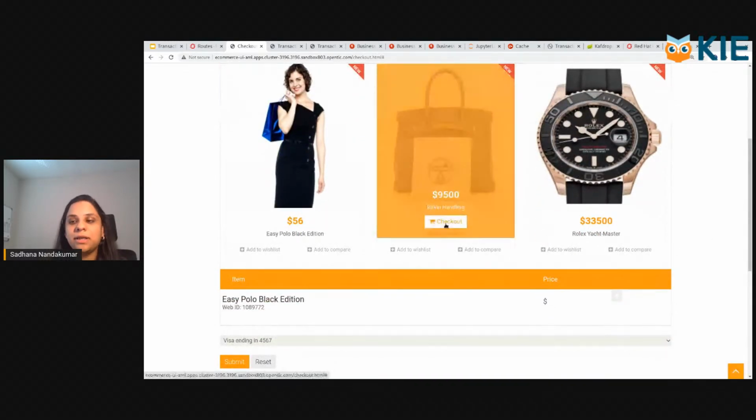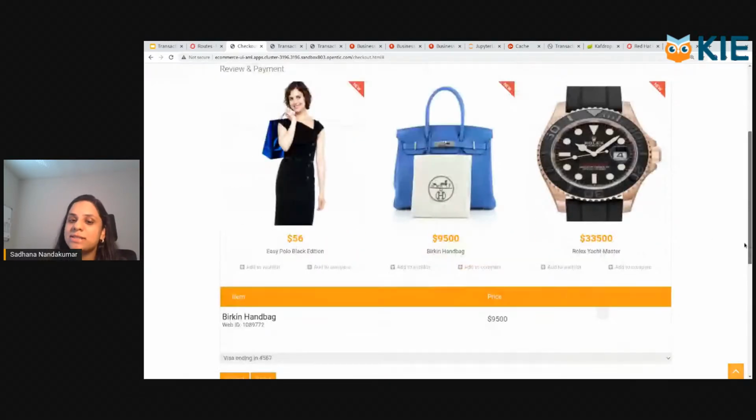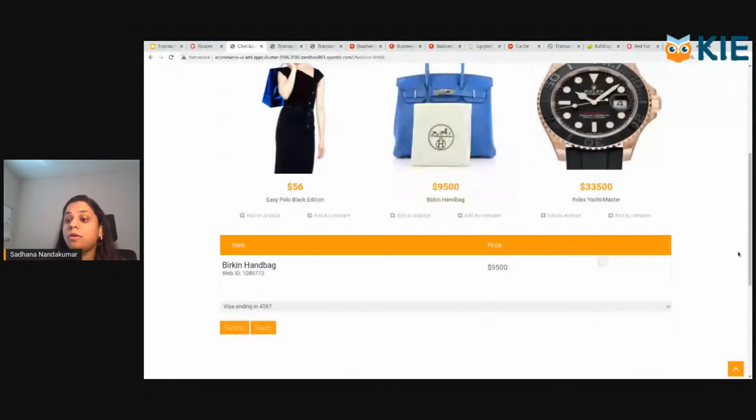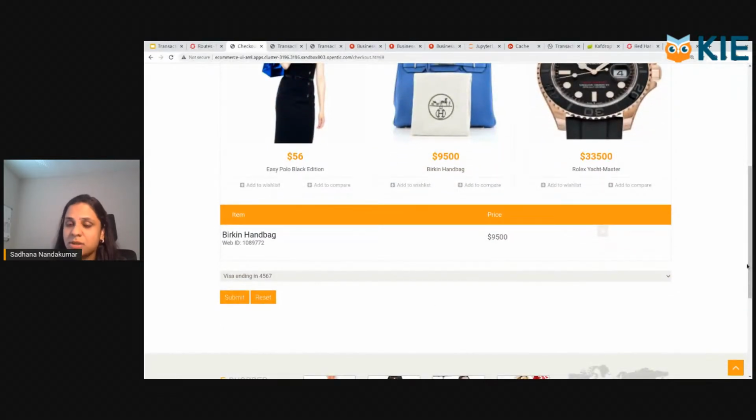It's a Birkin handbag. The transaction amount is not very large. It's $9,500. It's not as large as a fraud. I have certain transactions which I want to be blocked as fraud if they are over, let's say, $25,000. But this is not that big of an amount. But this transaction has some other characteristics which could signal an AML behavior.